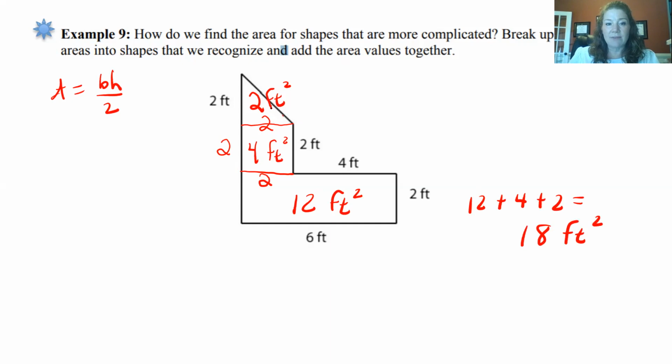So anytime you have a crazy shape like this one, you want to divide it into recognizable shapes that you're familiar with, okay?